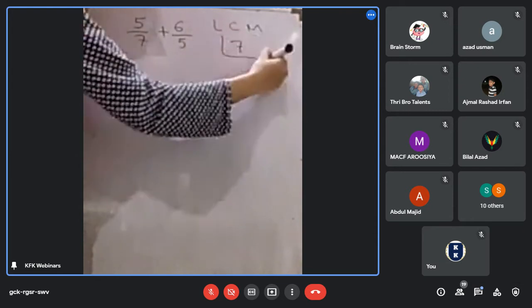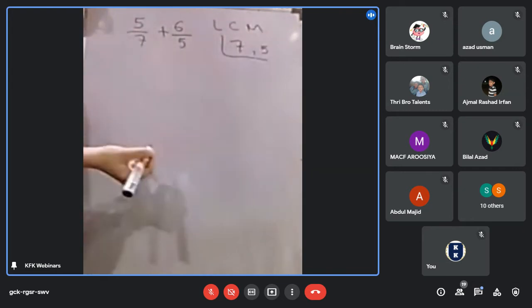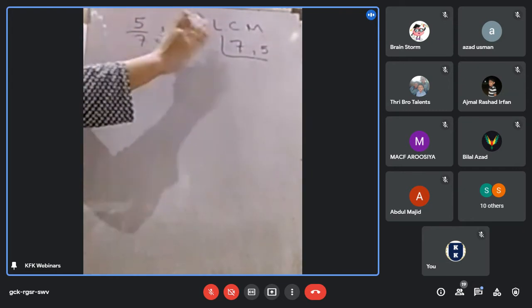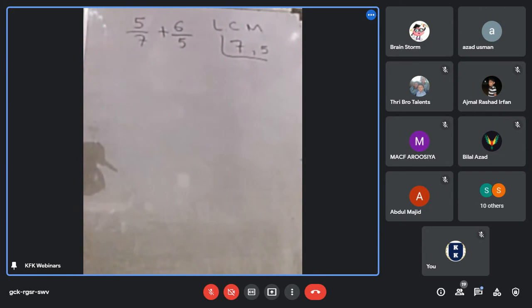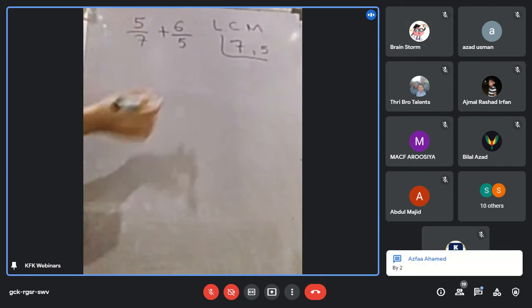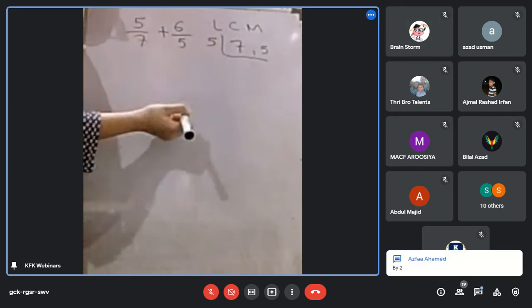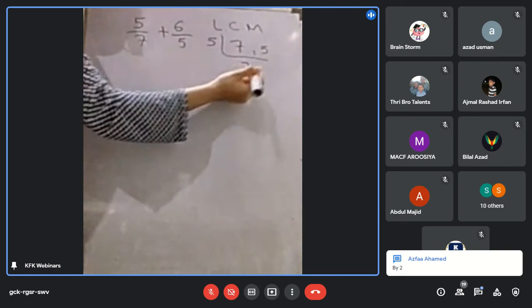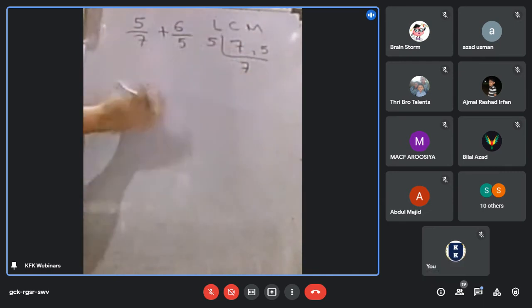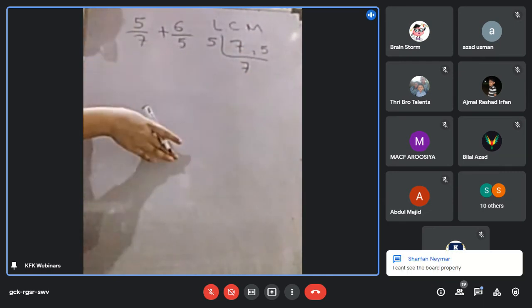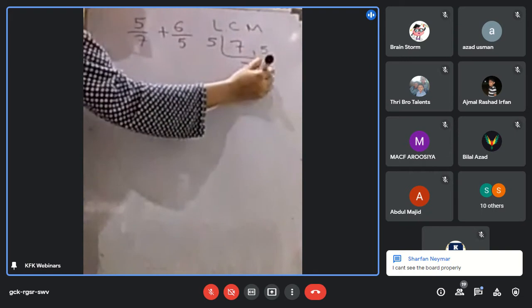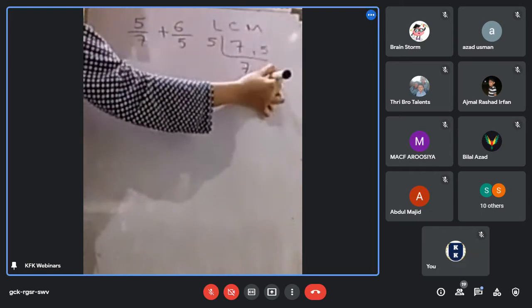So tell me, what is the number that you will divide first? 5. Okay, we'll take 5. So 7 will be as it is, because if you divide 7 by 5, you will get a decimal answer. In LCM, you don't get any decimal answers. And then you divide 5 by 5, you get 1.